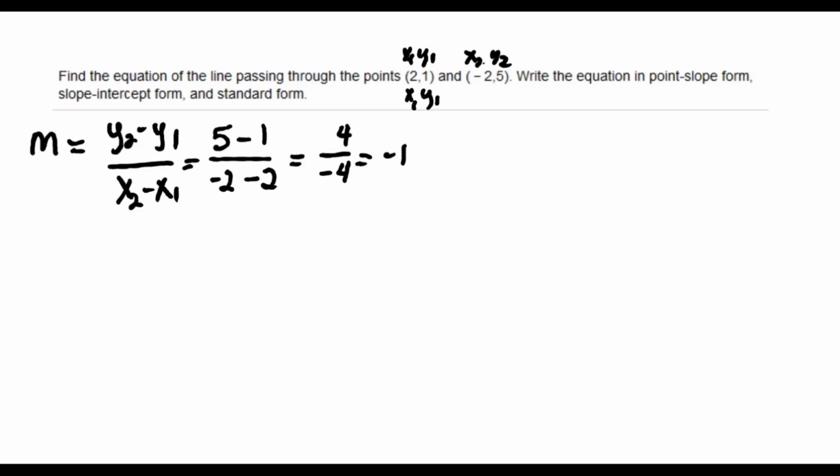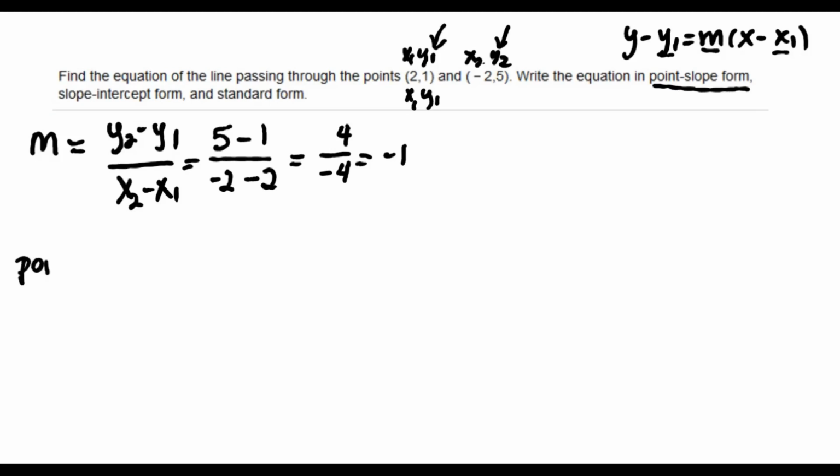So now that we have the slope of the line, we want to write the equation in point-slope form. Point-slope form is y minus y1 equals m times x minus x1. So that's why I needed the slope. And then we have x1, y1, and that x1, y1 is any point on the line. So you don't have to stick with that first one. You could also use the second one, whichever one you prefer.